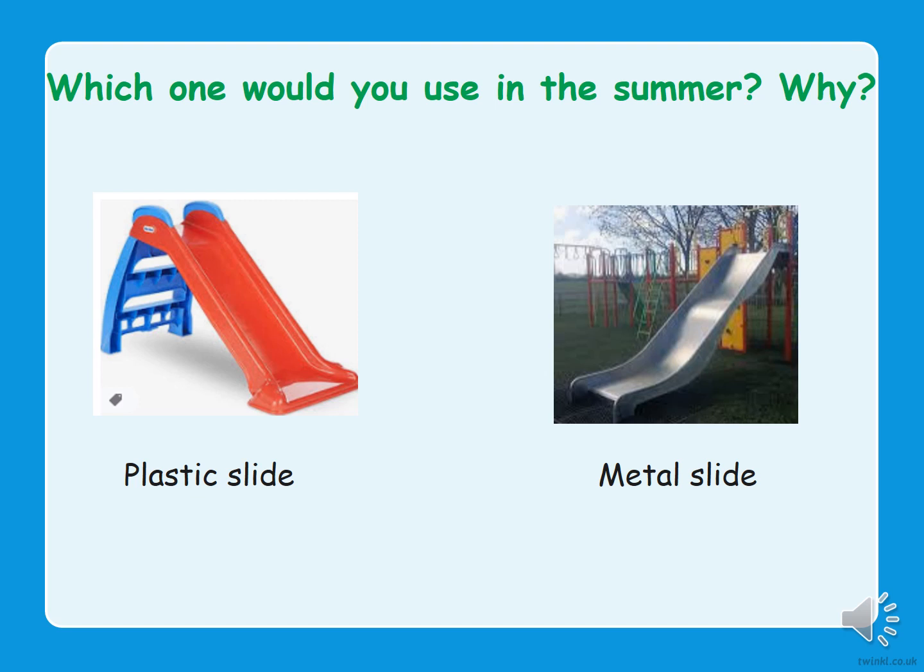Now, if I went to the park in the summer, I would use the plastic slide. And the reason why I would use the plastic slide is because metal can get very, very hot. And when the sun's rays are beating down on the metal slide, it will heat up the metal. So that means that when you slide down the metal slide, your legs or your hands might get burnt a little bit because it will be very hot. That's why the plastic slide is a lot more suitable to use in the summer.